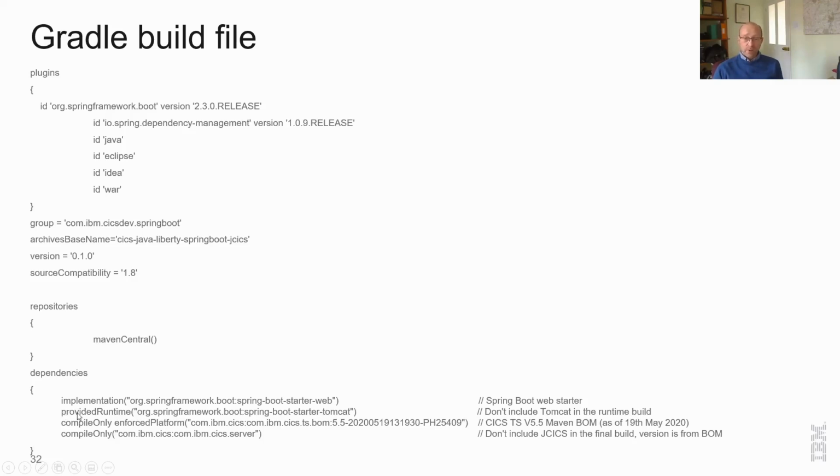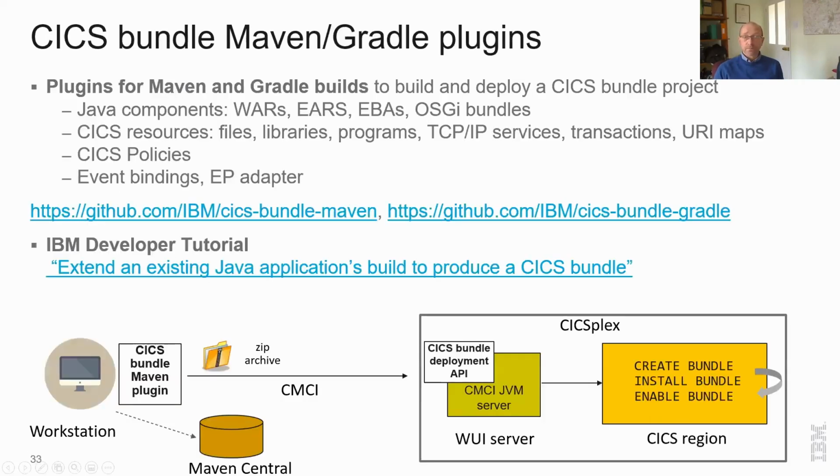So we use a different statement here rather than implementation. And then we have compile only statements. And here we're going to set the enforce platform, which is the bill of materials. And then we're going to compile this with the JCICS API. We say compile only rather than implementation because CICS provides the JCICS API. So we don't need implementation, we just need compile support for it. So these are the sort of statements you see in your build files. And they both, Maven and Gradle build systems, can be used to the same effect.